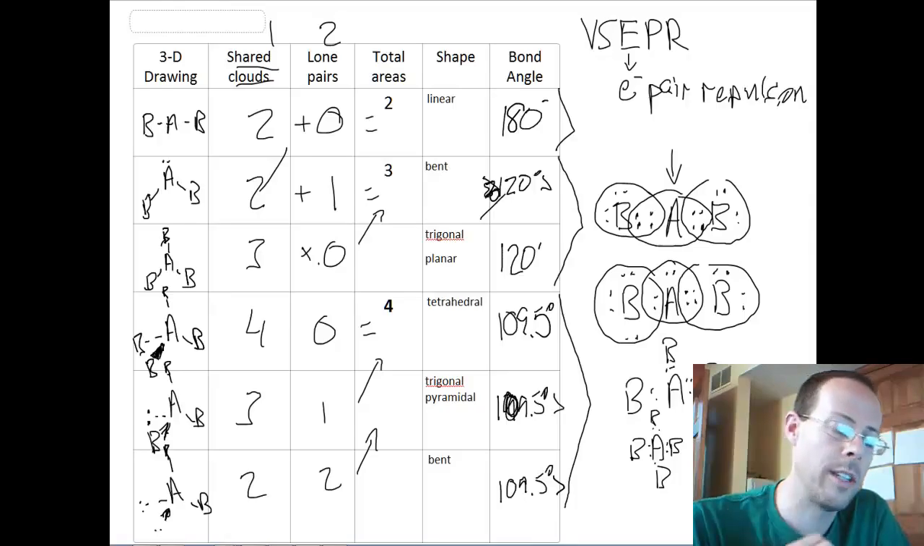So that is it for day 2, or part 2, of valence shell electron pair repulsion.